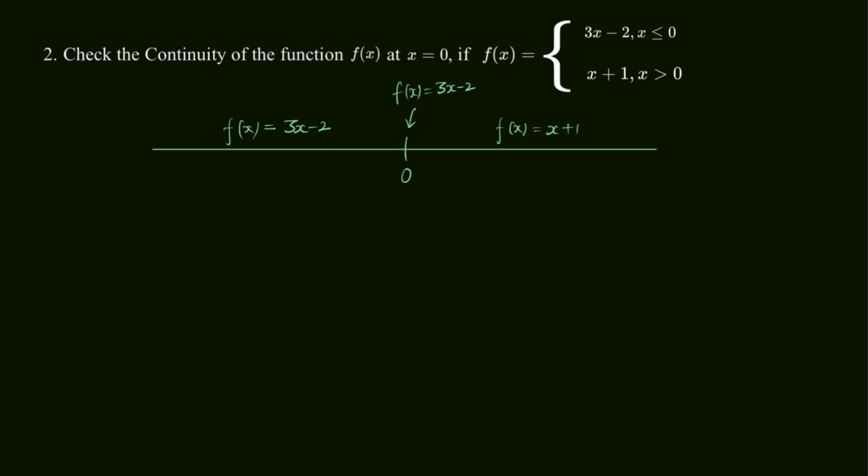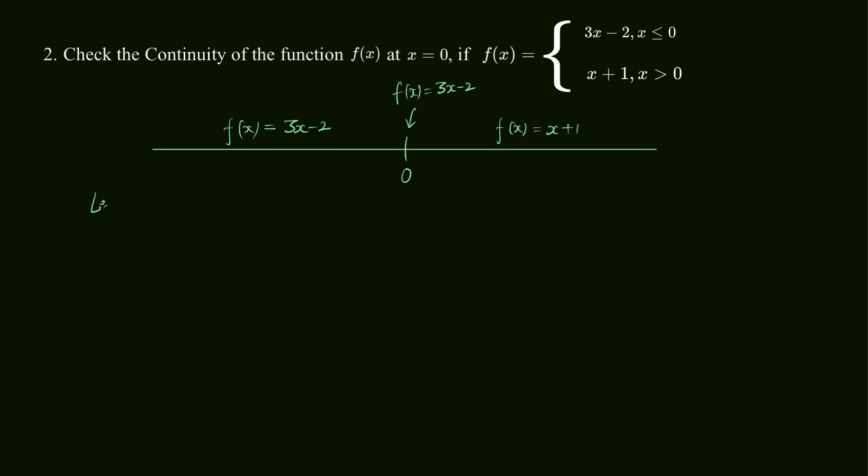since as we approach 0 from the left hand side my function is 3x minus 2, and as we approach 0 from the right hand side my function is x plus 1. So in this type of question we have to calculate left hand limit separately and right hand limit separately.